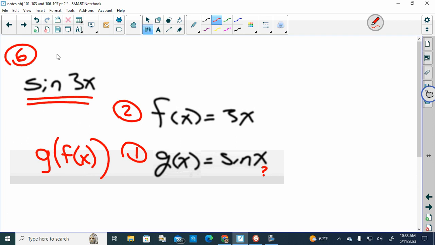Okay, so G was first, so it's first, and then this, but when we actually solve it, we take this, and then plug it into that. So we work inside parentheses going out when we actually do it. But when we write the composition, it's backwards. Okay, so that was number 6.